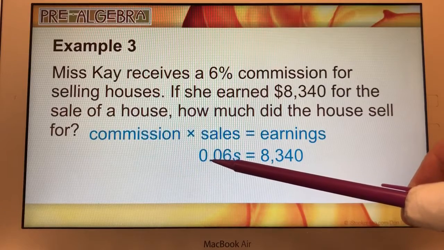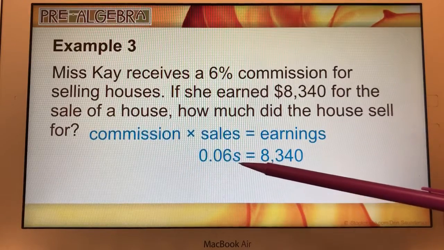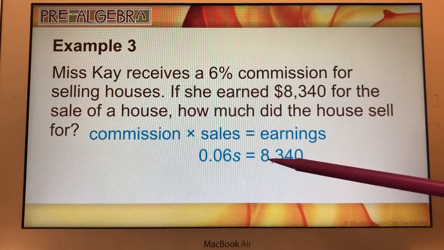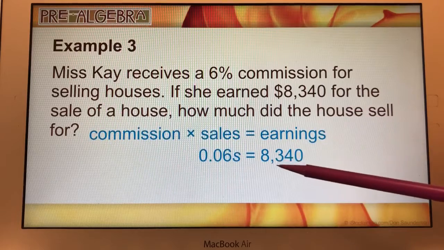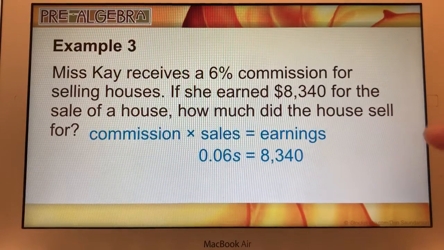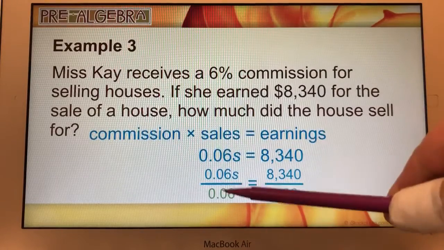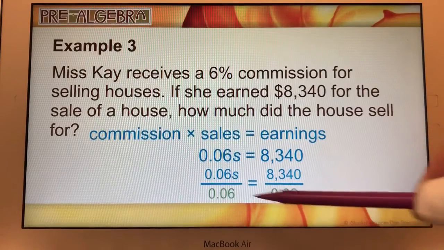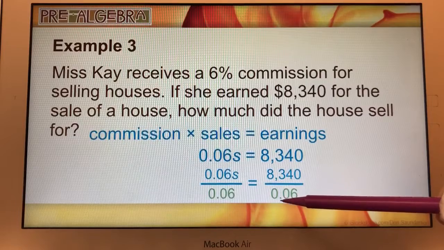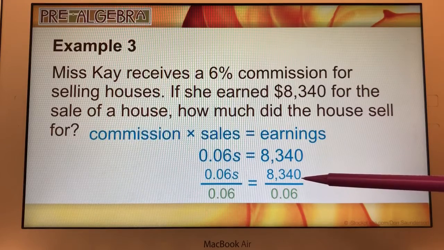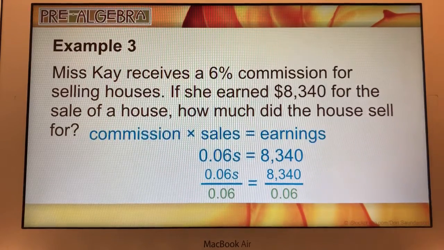So when you plug that all in, you have to convert the 6% to a decimal. That turns to 0.06, times the sales, which we don't know, that's why it's S, is equal to the earnings, the amount that she earned, $8,340. So for our sales, we're going to divide by 0.06. And remember, when you divide, you're going to have to move your decimal over and add 2 zeros to this and move the decimal over.